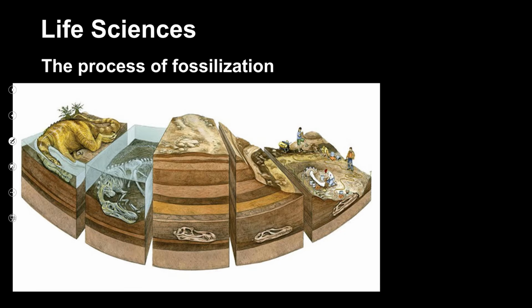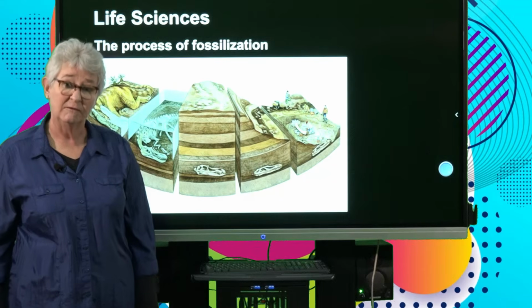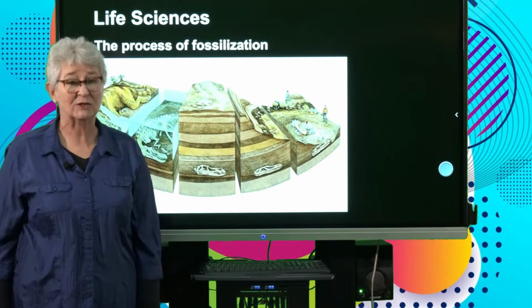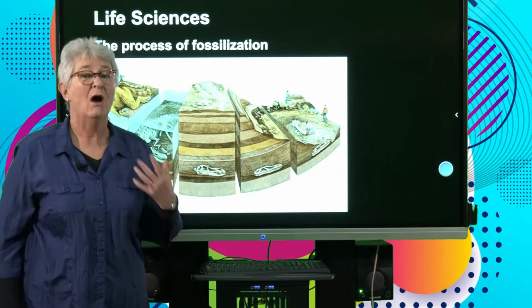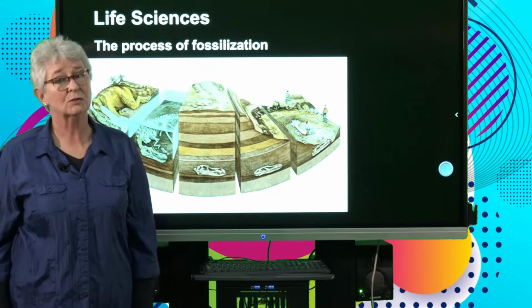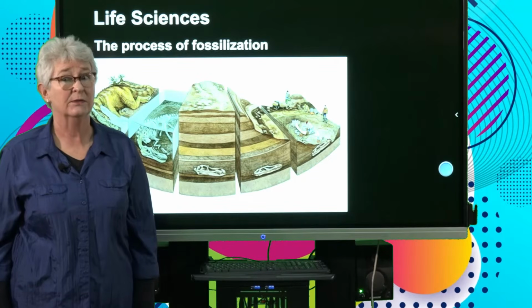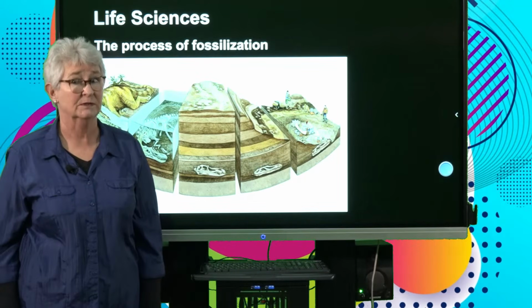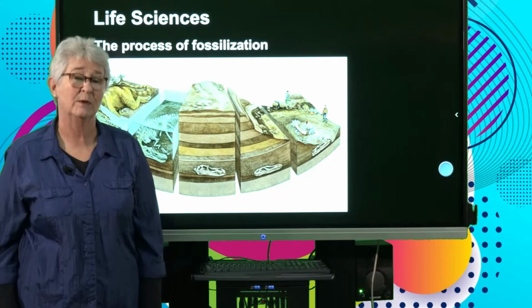First thing we need to look at is how do living things, when they die, actually become fossils? That's the process of fossilization. This picture gives us an overview of exactly what has to happen to form a fossil, because not all animals that lived on Earth actually became fossils. A very small percentage of them only.